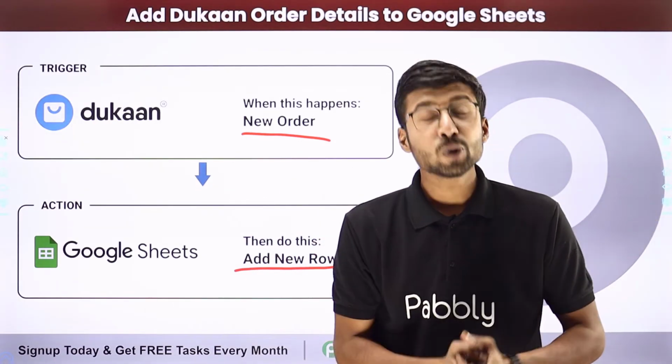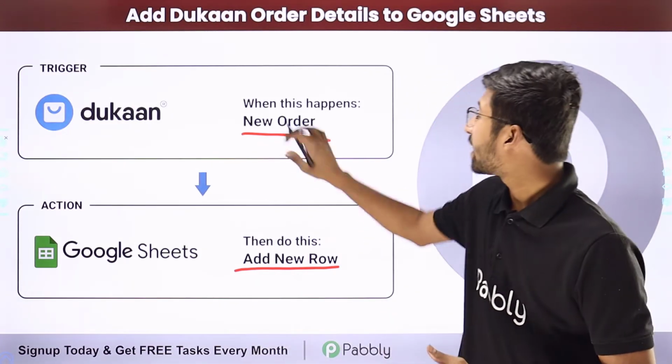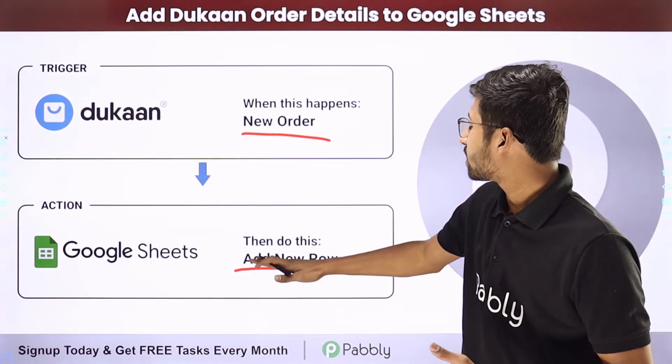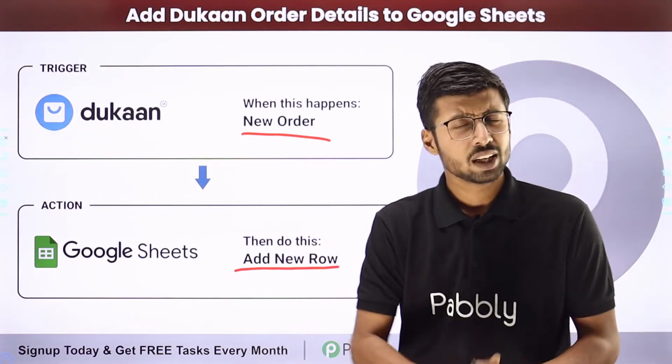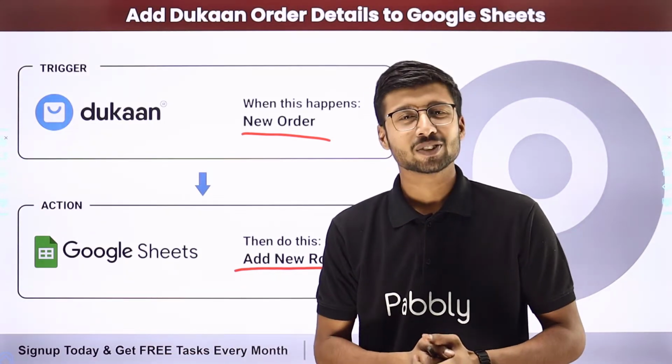So let me tell you, you can completely automate this process. The trigger of this automation will be getting a new order in Dukaan, and the action will be adding those new order details as a new row in our Google Sheet. Now how you can set up this automation? To know this, you have to come with me to my screen.